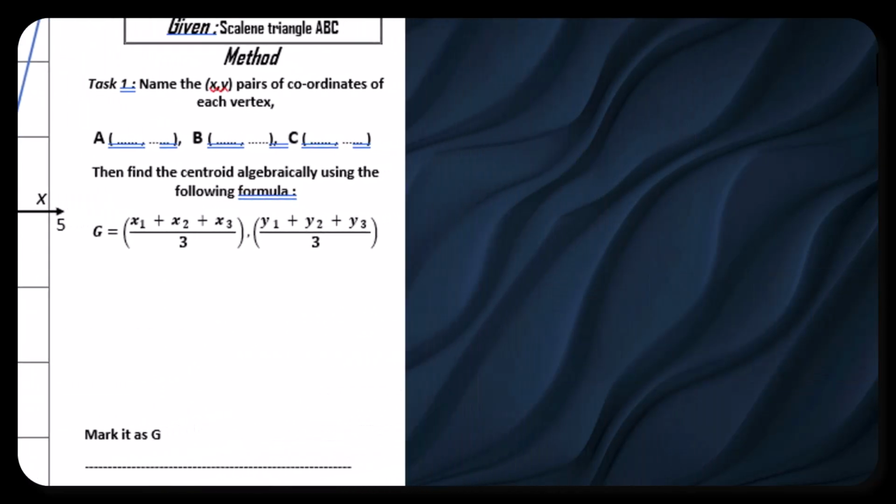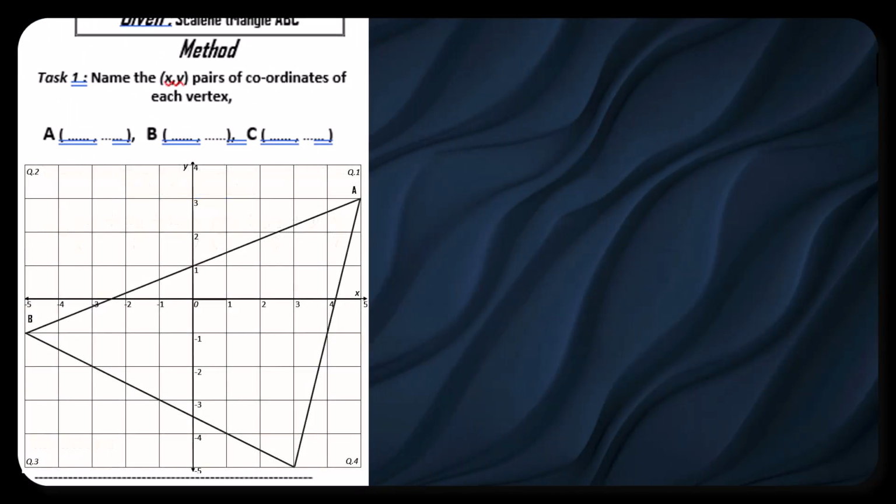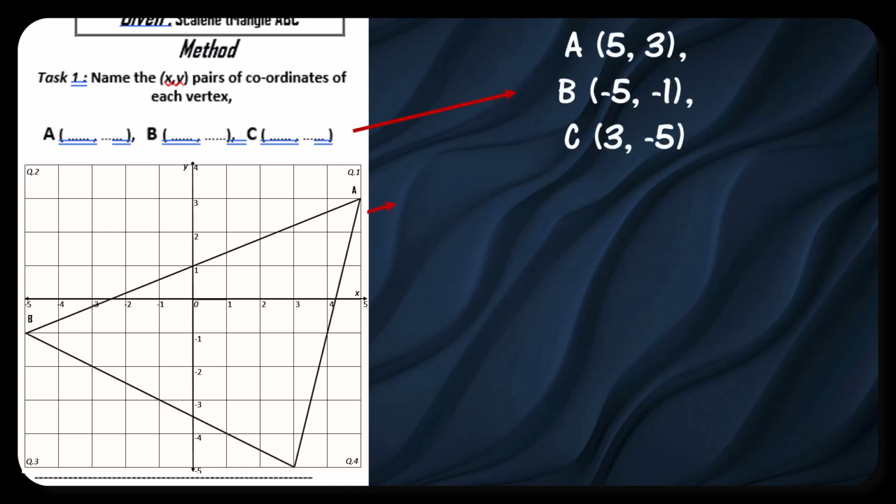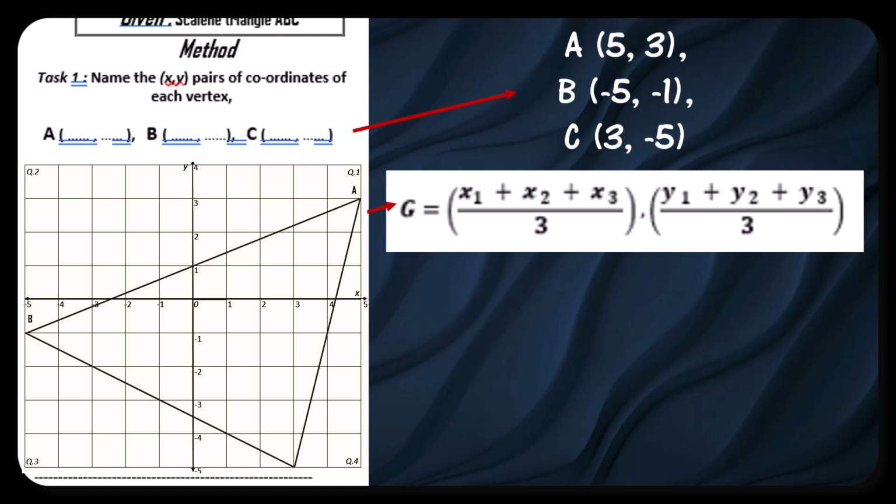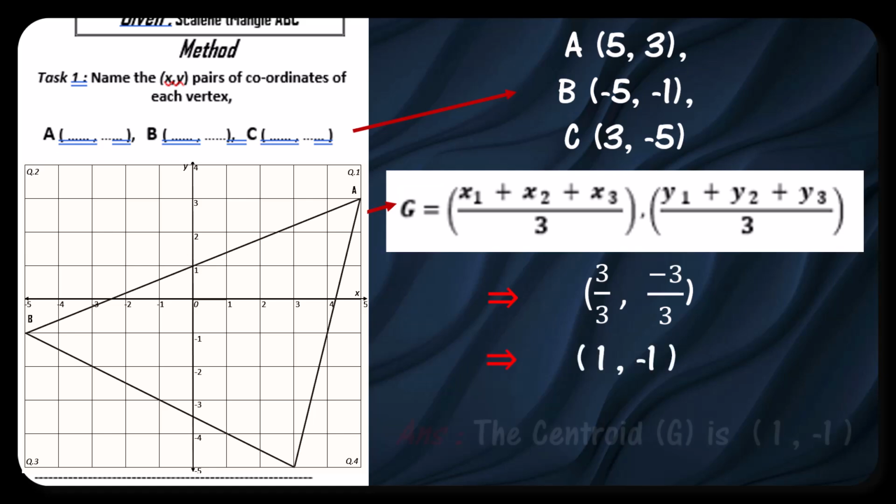We'll start with task 1 on the worksheet, which is to simply name the vertices of the triangle. And there they are. Now we use this formula to find the centroid. Adding the x's, we get 3 over 3, and the y's, negative 3 over 3, which gives us 1, negative 1. So the centroid is at 1, negative 1.